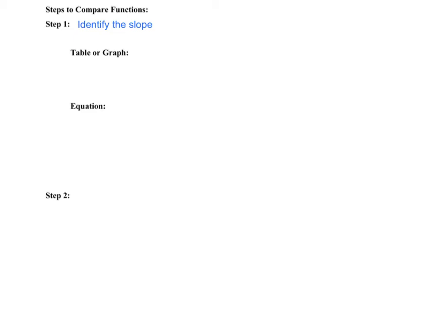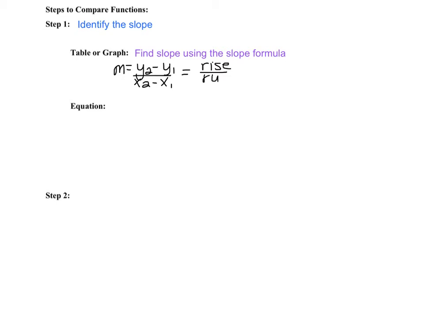So whenever we're given a table or a graph, we want to find the slope using the slope formula. And if you recall, our slope m is equal to y2 minus y1 over x2 minus x1, also known as your rise over your run. So either method will work.